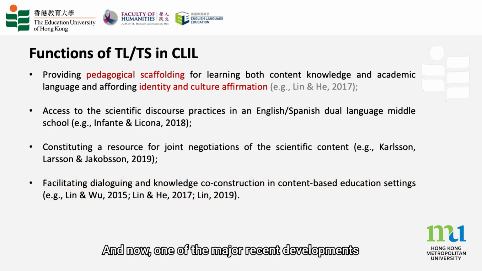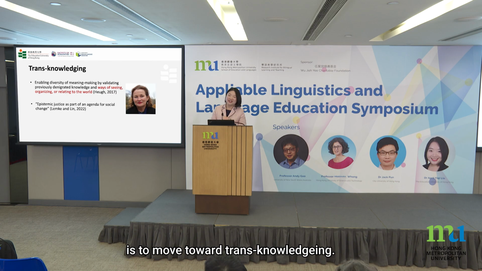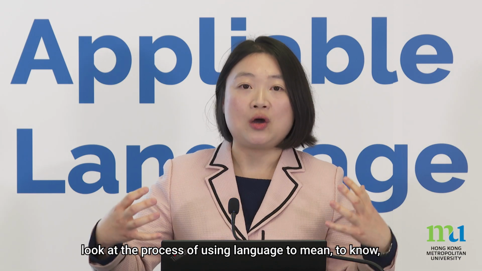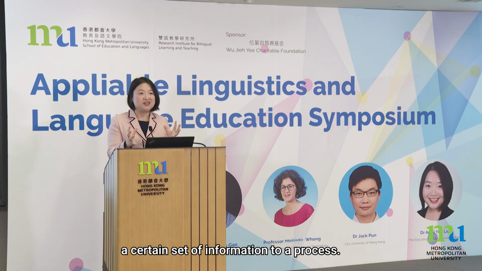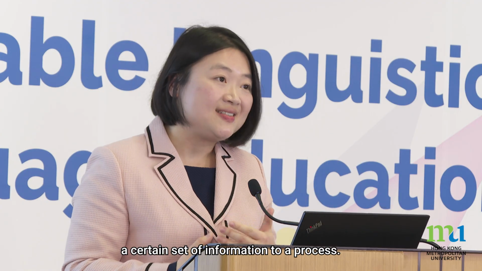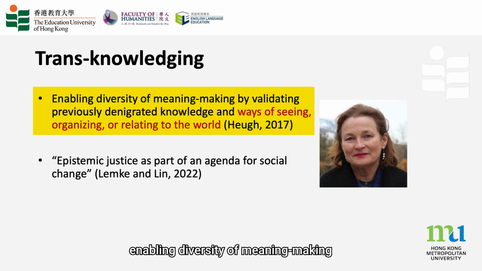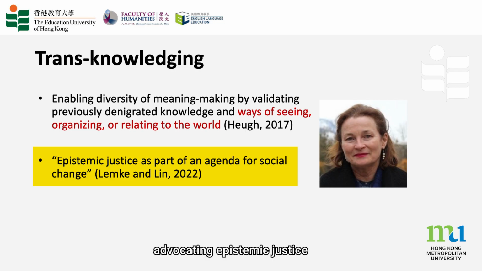And now one of the major recent developments in translanguaging and transsemioticing studies is to move towards transknowledging, because previously when we have language as a noun, we suggest that actually we can look at the process of using language to mean, to know. And then we are actually turning knowledge from a certain set of information to a process. So here, transknowledging actually is about enabling diversity of meaning making by validating previously denigrated knowledge and ways of seeing, organizing, or relating to the world.